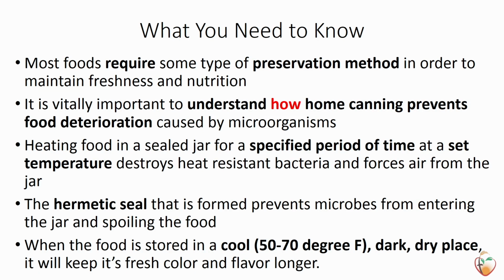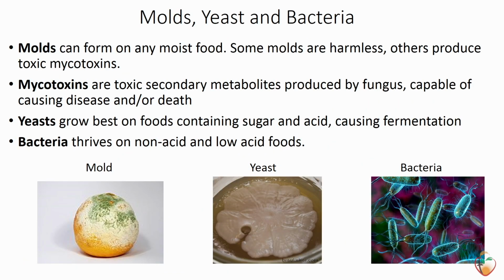Heating food in a sealed jar for a specific period of time at a set temperature destroys heat-resistant bacteria and forces air from the jar. The hermetic seal that is formed prevents microbes from entering the jar and spoiling the food. When the food is stored in a cool, dark, dry place, it will keep its color and maintain its freshness.